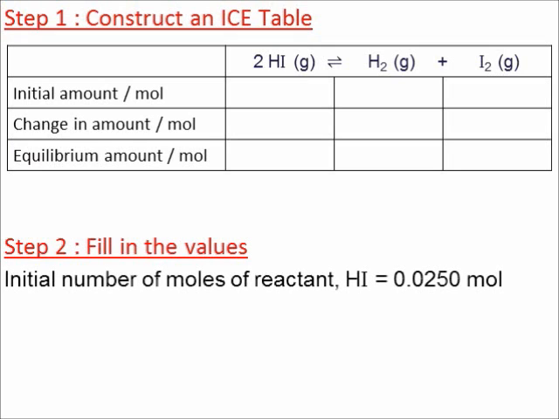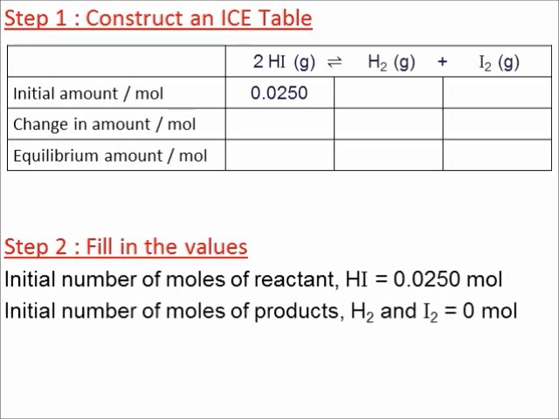We were told that the reaction started off with 0.0250 moles of hydrogen iodide. Hence, we fill in this value under hydrogen iodide and along the first row. Since there were no products present at the start of the reaction, we fill in 0 under hydrogen and iodine and along the first row.